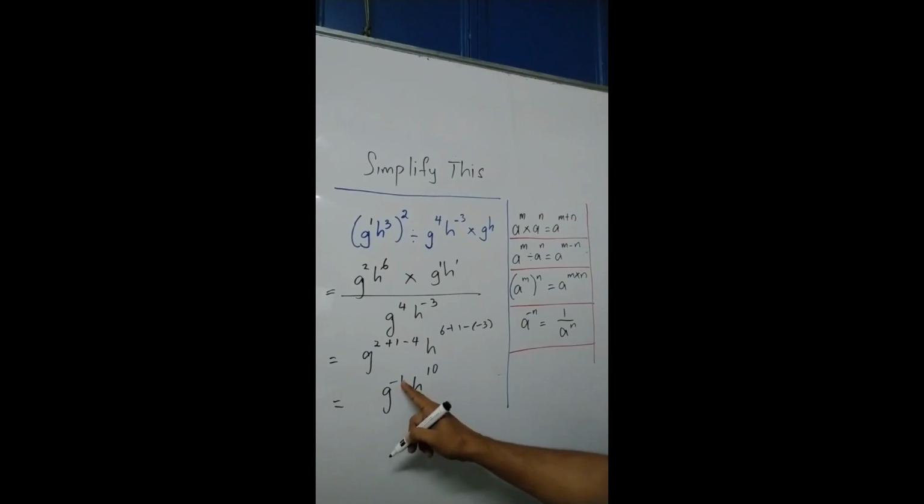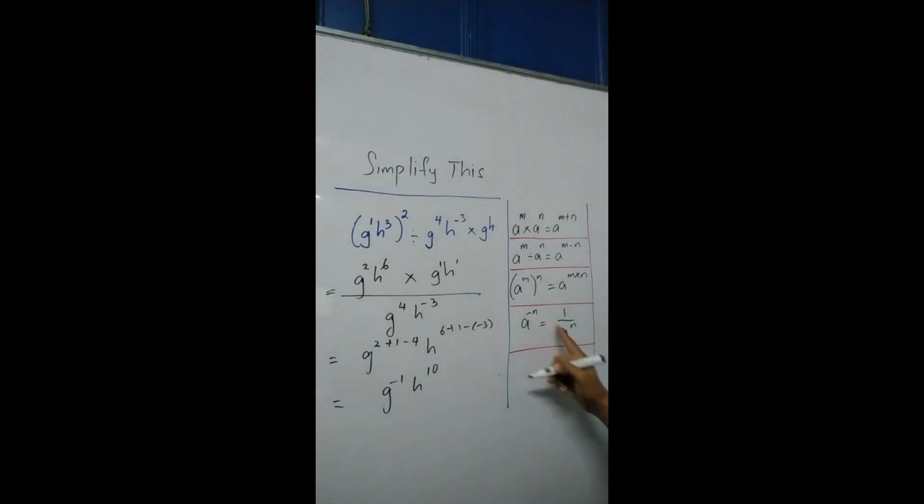So this G^-1, we follow this rule over here, we bring it down. So we get here H to the power of 10 over G.